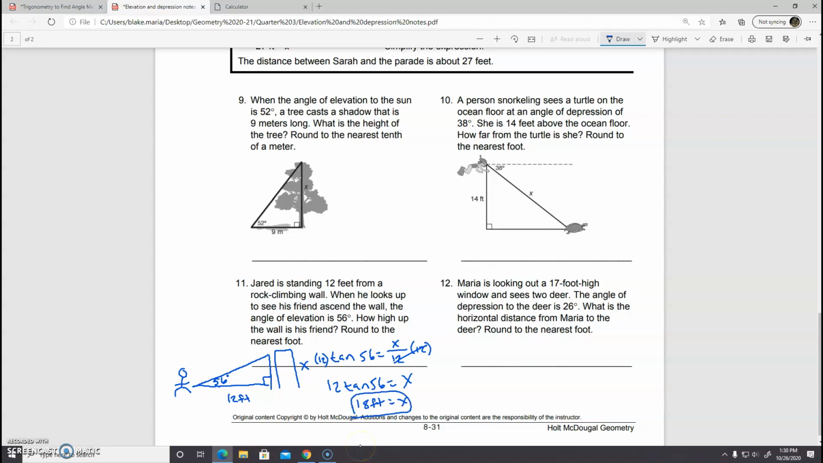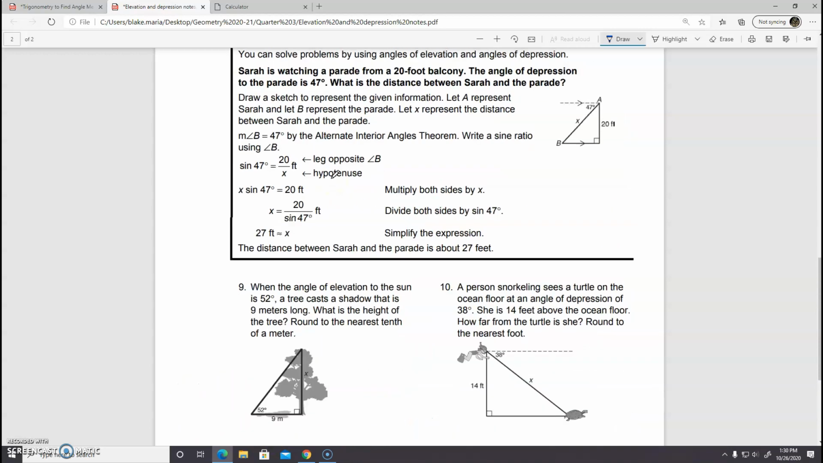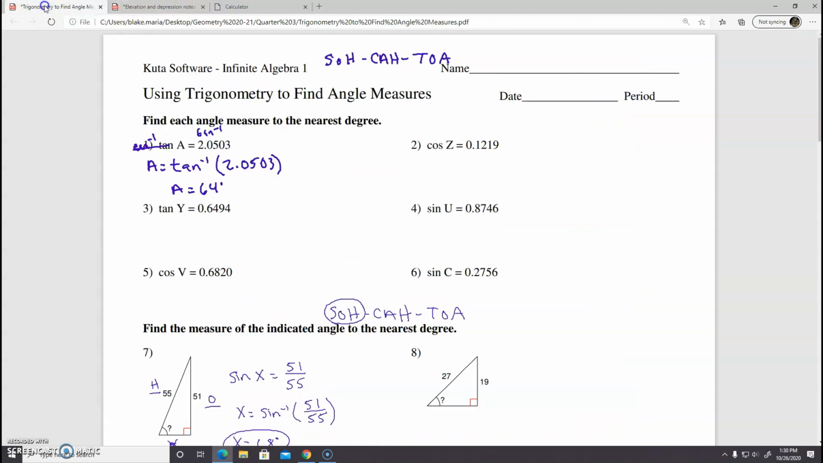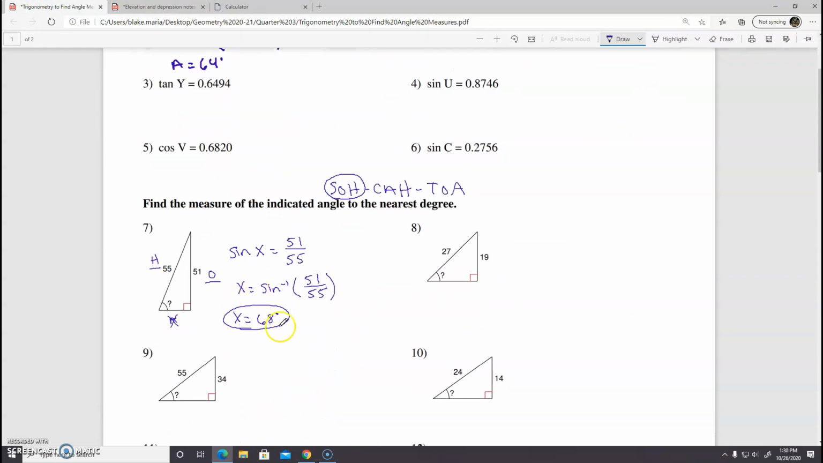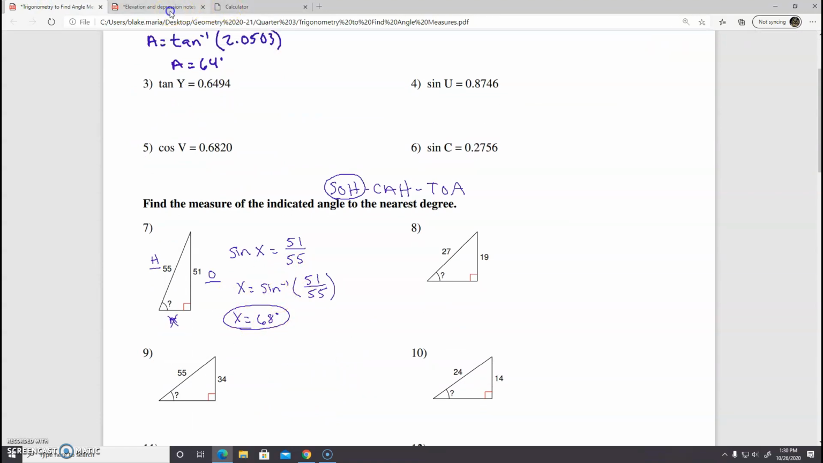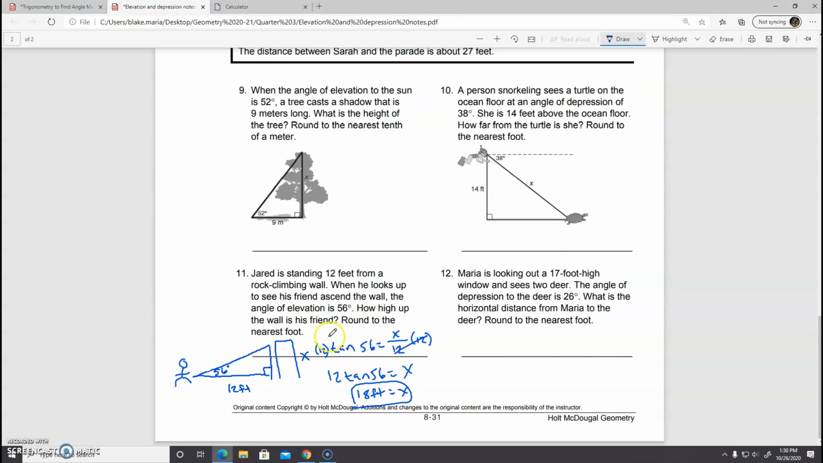All right, so these are more talking about elevation or depression. If they ask you for the angle, remember angles is the new stuff that we did today. If they're asking for an angle, you're going to use those inverse functions. If they're asking for a side length, that's the stuff we did yesterday, very similar to this. Okay, sine, cosine, tangent, finding a side length. If x is up high, multiply. If x is down low, they switch, you know. So that comes from yesterday's work.